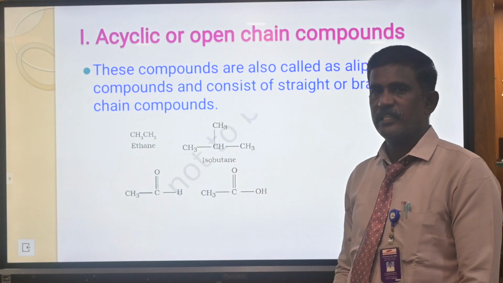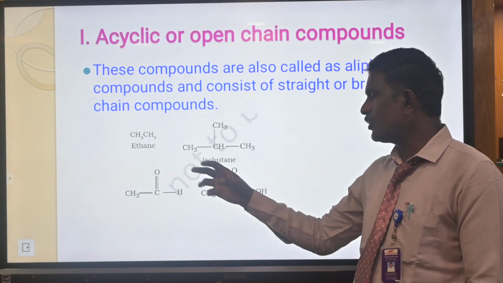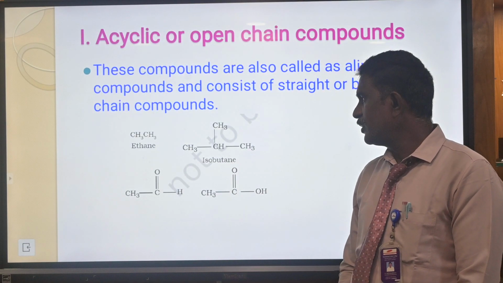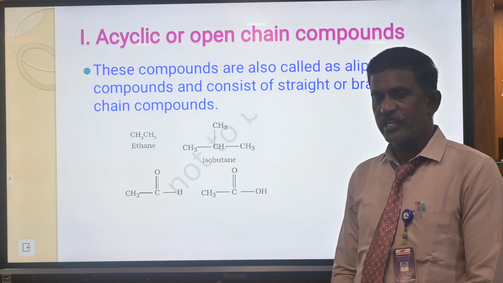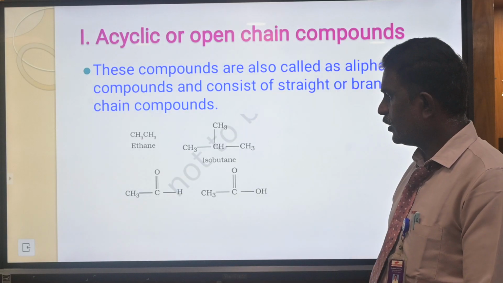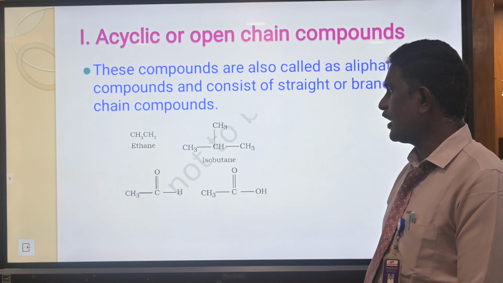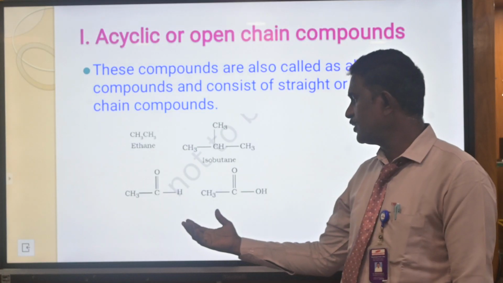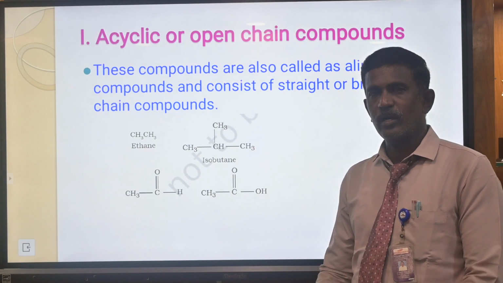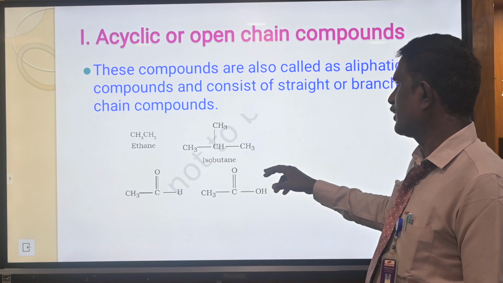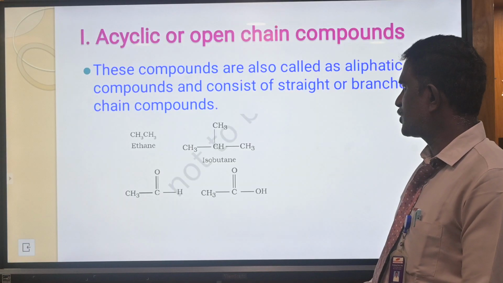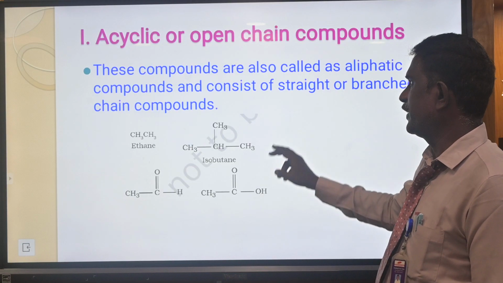What you are seeing is an example of open chain compounds. The first one is ethane, where 2 carbon atoms are connected. In the second one, isobutane, 3 carbon atoms are connected in a straight chain and 1 carbon is in the branch. The third one is acetaldehyde, where 2 carbon atoms are connected in the chain. The fourth one is acetic acid, where two carbon atoms are connected in a chain. Like that we can see carbon atoms connected in a straight chain or in a branched way.